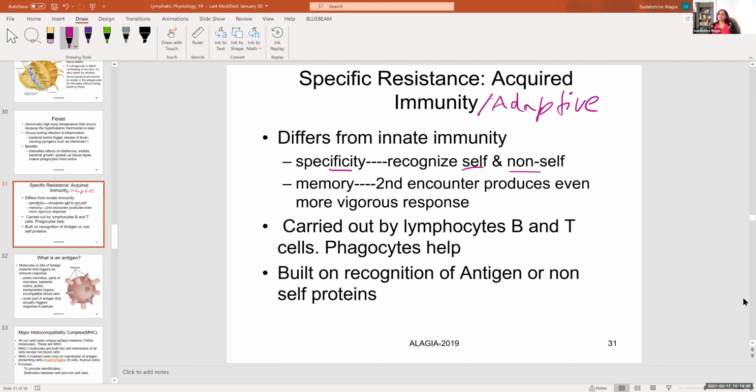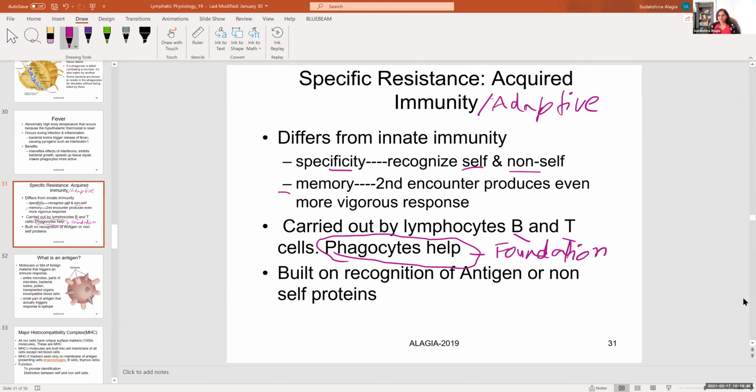So carried out and memory. You'll see how that memory happens. It's carried out by lymphocytes, B and T cells, but phagocytes are like a foundation. Everything that happened in the inflammatory response, culminating with phagocytes eating the virus or the bacteria, that's the start of the adaptive immunity's response. That's the first thing that has to happen. Phagocytes must eat and present to the immunogenic cell.